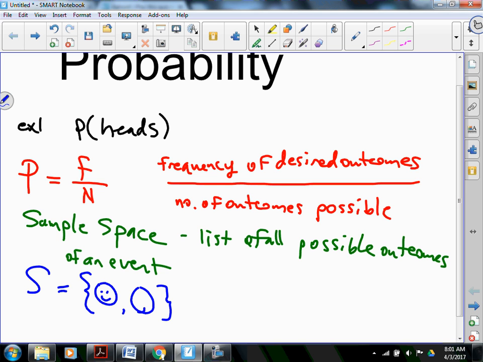So let's think about this probability of heads. The probability is the frequency of desired outcomes. Well, we're talking about heads. In our sample space, what's the frequency of the desired outcome? Well, we're just talking about the numerator right now. There's one head. And what's the total number of possible outcomes? 2. So the probability of heads is 1 divided by 2.